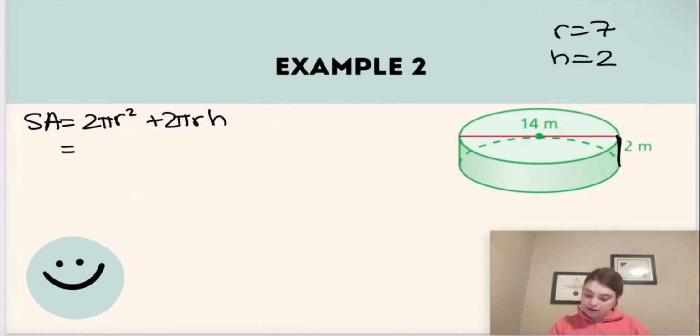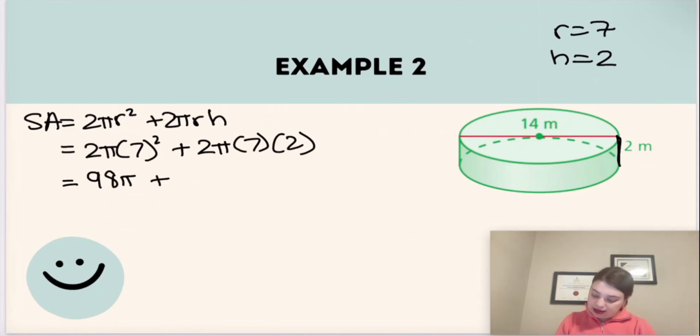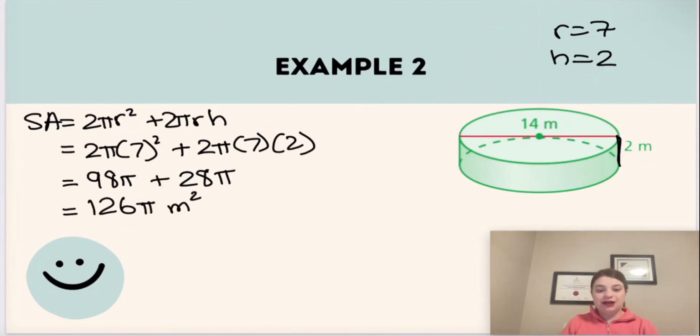And there we go. Now I'm going to plug in those values. So 2 pi r squared becomes 2 pi times 7 squared, as 7 is my radius. 2 pi rh is 2 pi times 7 times 2. And so then we end up with 98 pi over here. And then let's see, 7 times 2 is 14, times another 2 is 28. So plus 28 pi there. And then overall, we're going to end up with 126 pi square meters for the answer here.